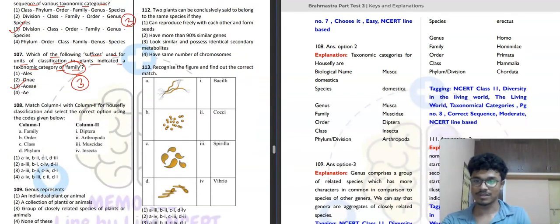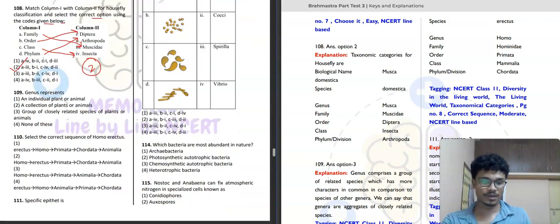Match column first with column second for housefly classification and select the correct option using the codes given below. Family is Muscidae. The order is Diptera. The class is Insecta and the phylum is Arthropoda. If we match all of these for housefly, we get A third, B first, C fourth, and D second. So the second option will be our correct answer for this question.